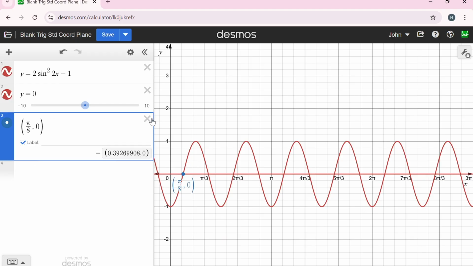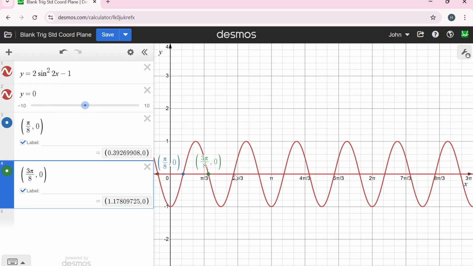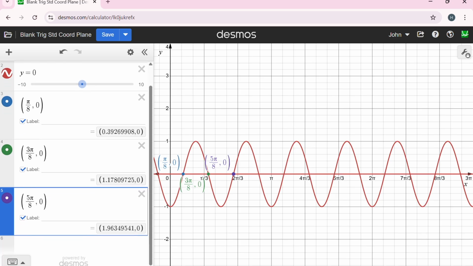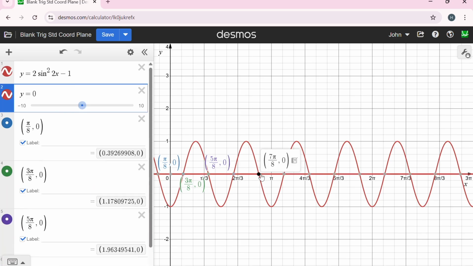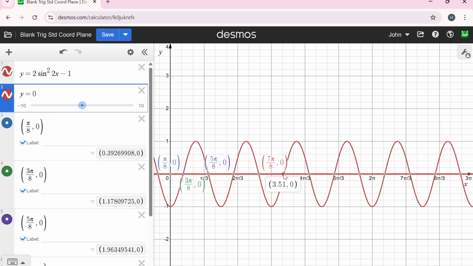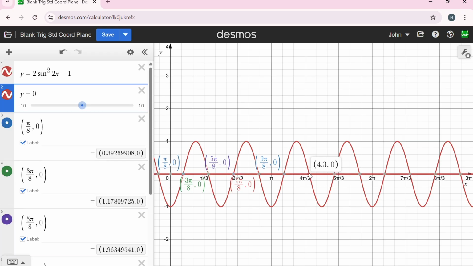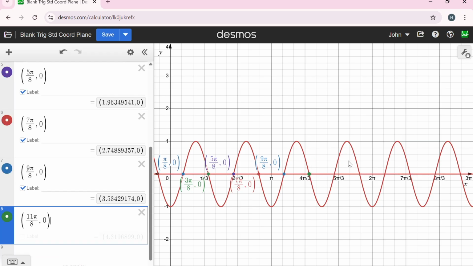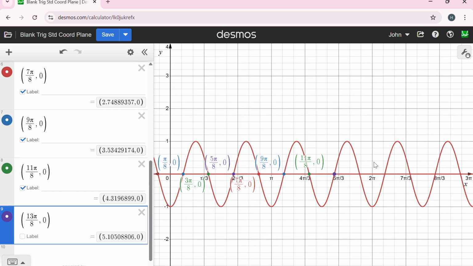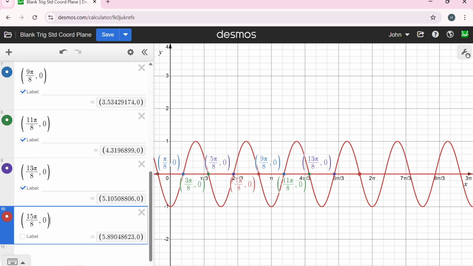So pi over 8, 3 pi over 8, 5 pi over 8, 7 pi over 8, 9 pi over 8, 11 pi over 8, 13 pi over 8, and then the last one just before 2 pi, 15 pi over 8.